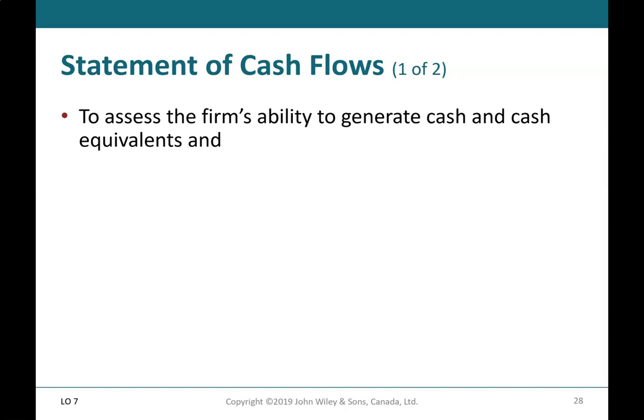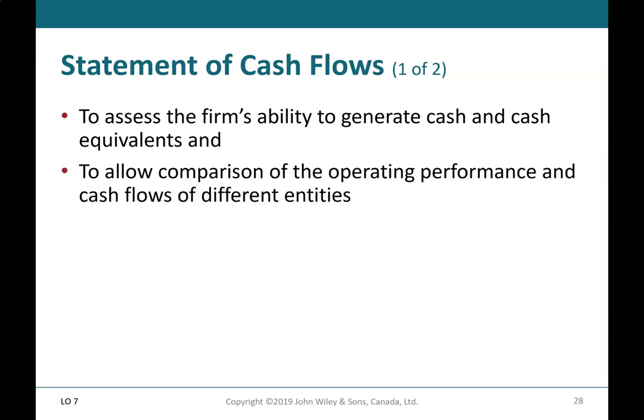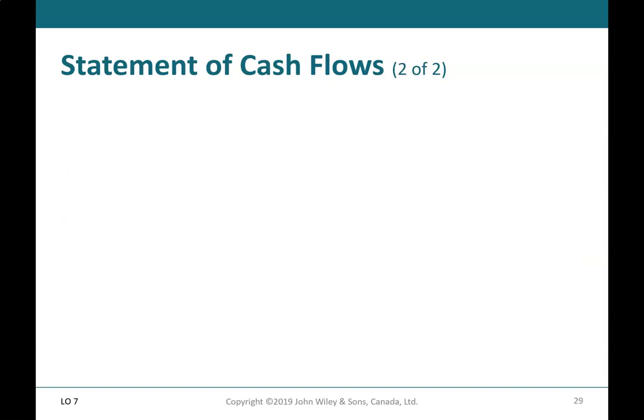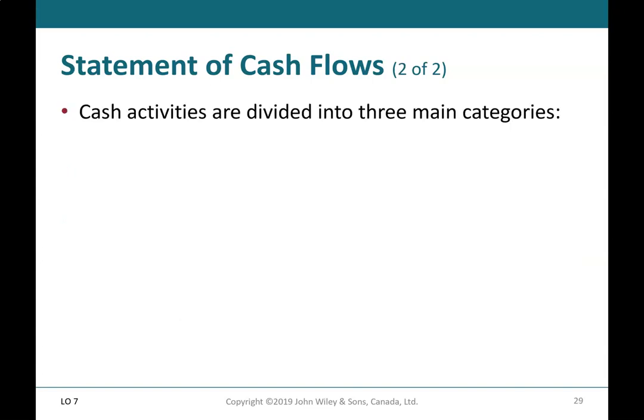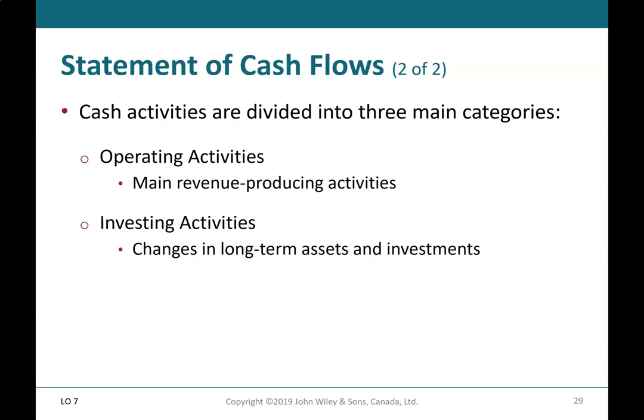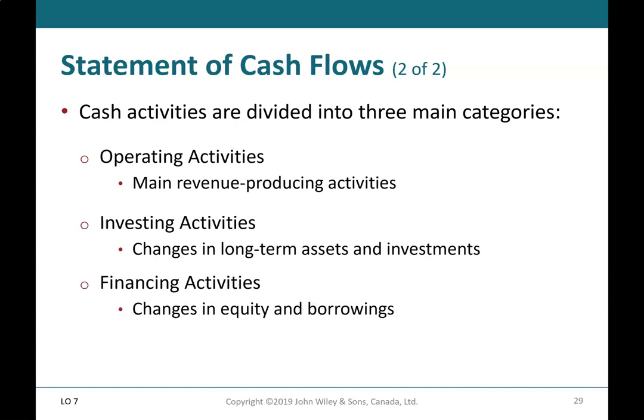Statement of cash flows, 1 of 2. To assess the firm's ability to generate cash and cash equivalents, and to allow comparison of the operating performance and cash flows of different entities. Statement of cash flows shows where the cash came from, what the cash was used for, the change in the cash balance. Statement of cash flows, 2 of 2. Cash activities are divided into 3 main categories. Operating activities, main revenue-producing activities. Investing activities, changes in long-term assets and investments. Financing activities, changes in equity and borrowings.